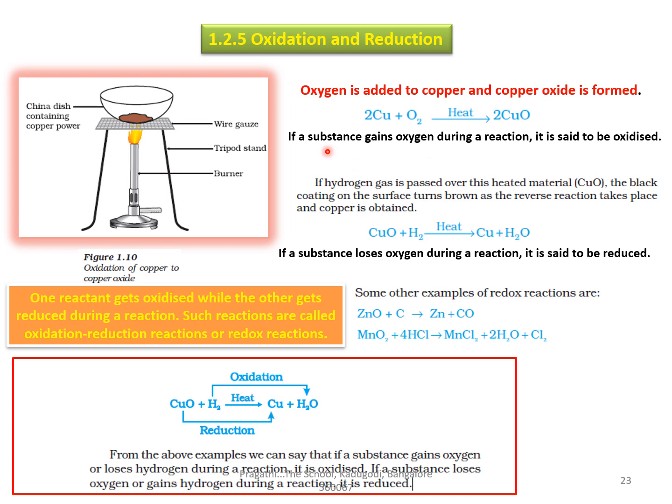Clear? If a substance gains oxygen during a chemical reaction, it is said to be oxidized. Very, very simple. Next, copper oxide. Copper oxide is already there, as a product.